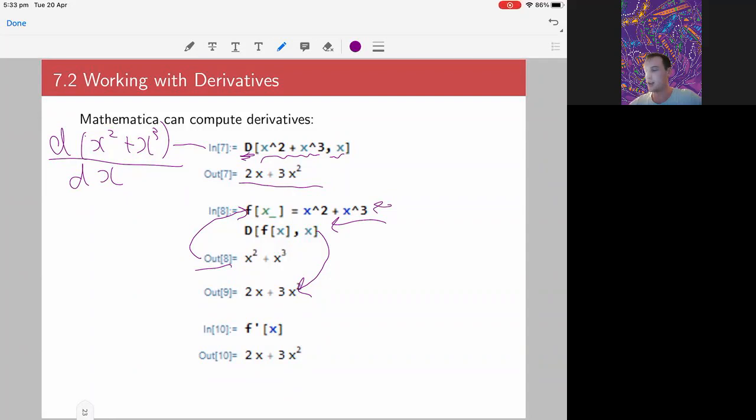Well, that's another way of doing it, using the classical Newtonian notation. If you've already defined your function, then all you need to do is put a dash in there, and it'll tell you what the answer is. So that's quite nice.